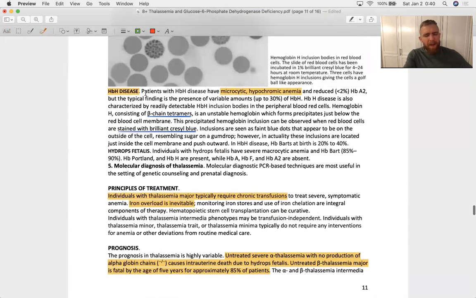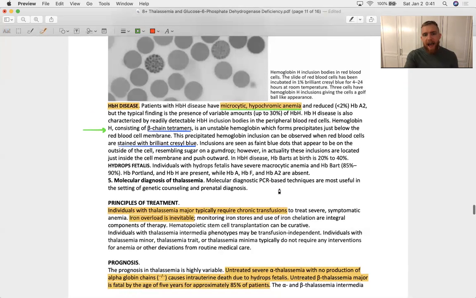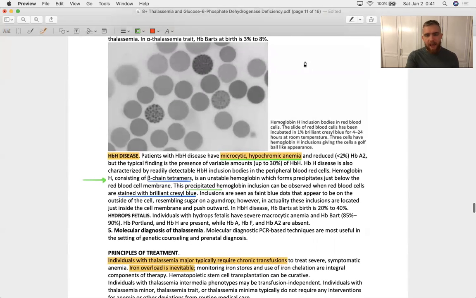Talking a little bit about hemoglobin H disease, same exact presentation. Very similar to beta thalassemia major. Again, this is a significant anemia. You're missing 3 out of 4 alpha chains. So what's hemoglobin H? One more time, beta chain tetramers. They want you to know that. You're going to see hemoglobin H as precipitates inside blood cells when you stain with cresyl blue. And it looks like the Epcot ball at Disney.